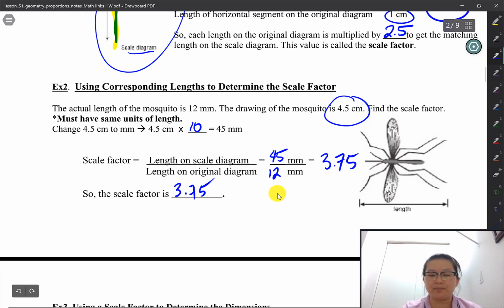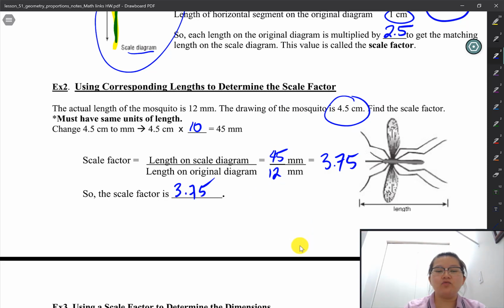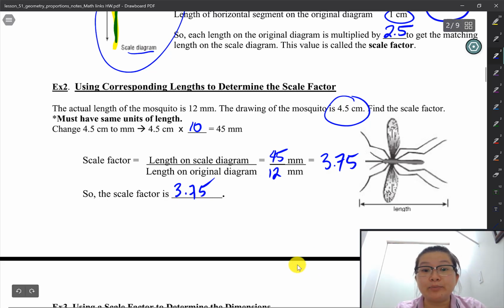Notice again the scale factor is greater than 1, which makes sense because this is an enlargement, in which the copy of the picture itself is bigger.